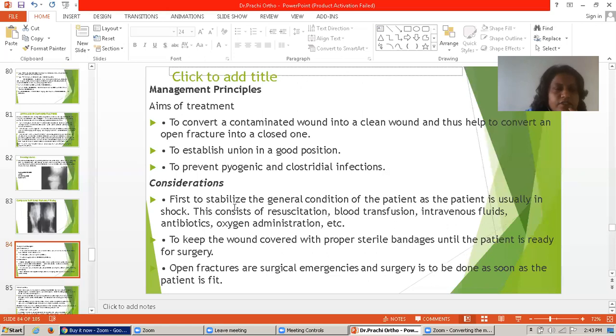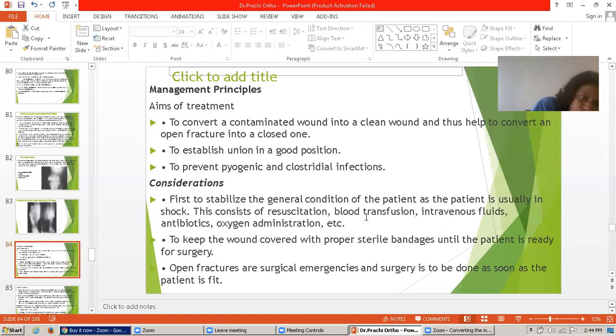The first consideration is to stabilize the general condition of the patient, as the patient is usually in shock. This consists of resuscitation, blood transfusion, and intravenous fluid, that is IV. Then antibiotics and oxygen administration are required. So firstly, to stabilize the general condition of the patient, resuscitation is required. BT, that is blood transfusion, IVF, that is intravenous fluid, antibiotics, and oxygen administration are important in these cases.